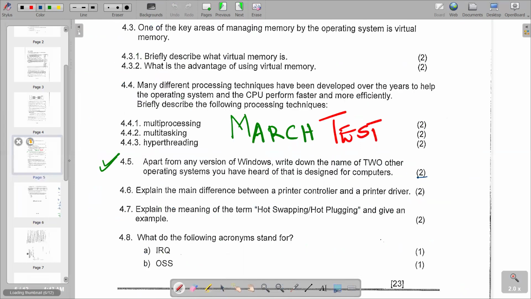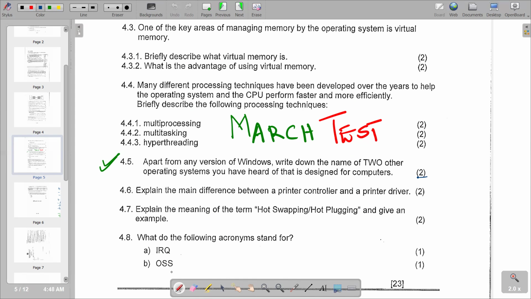Then we go to the next part of our question, 4.8, which asks what the acronyms IRQ and OSS stand for. We know that IRQ stands for interrupt request, and it is a hardware signal sent to the processor that temporarily stops a running program. It allows a special program, an interrupt handler, to run instead. So that's the explanation we can give for IRQ, which stands for interrupt request.